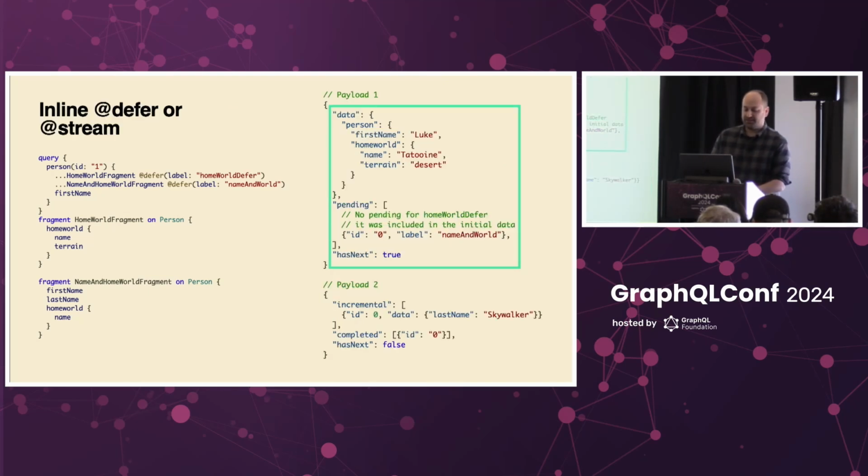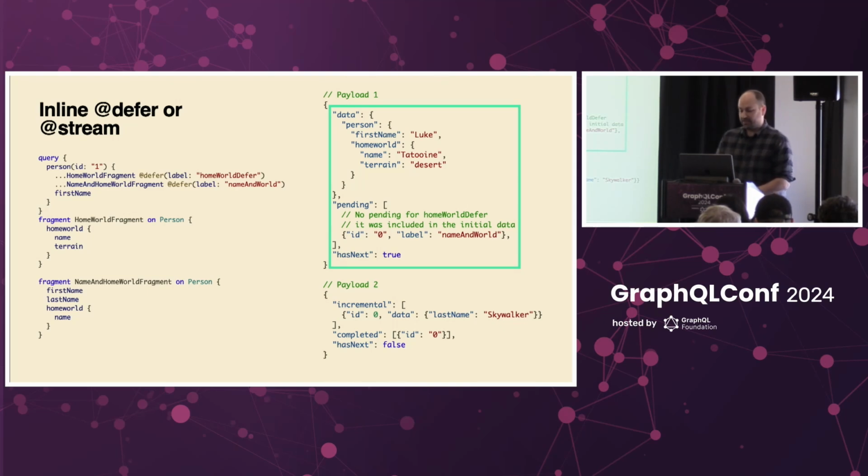We also allow servers to completely ignore defer and stream directives. We call it inlining. Maybe the data is cached and the server knows it can efficiently deliver the response without any delay. So the server, in this example, chose to inline the homeworld fragment. So its data is included in the initial payload.